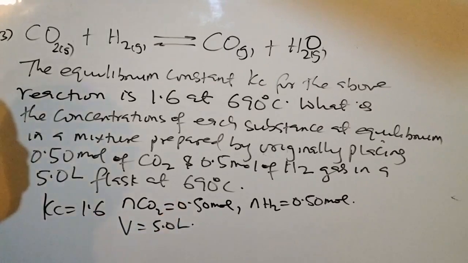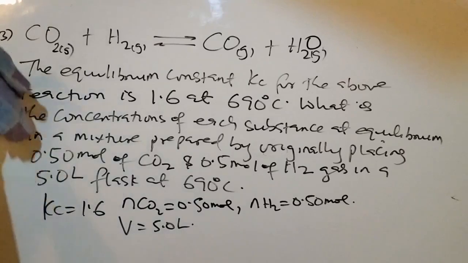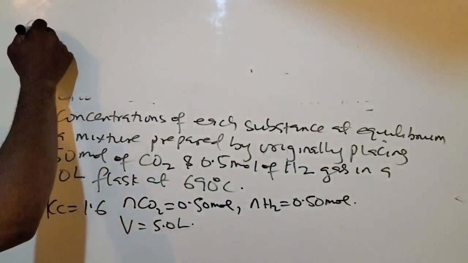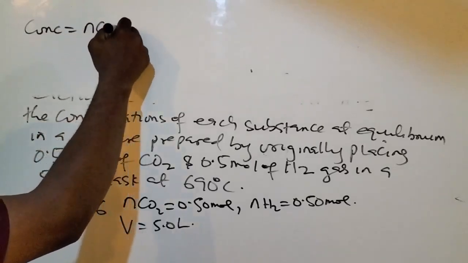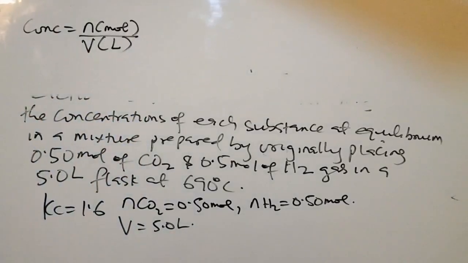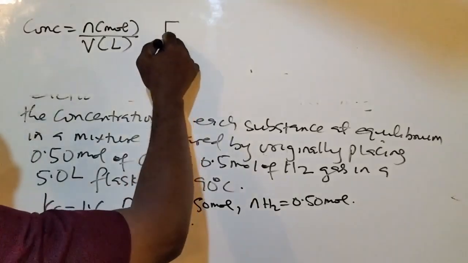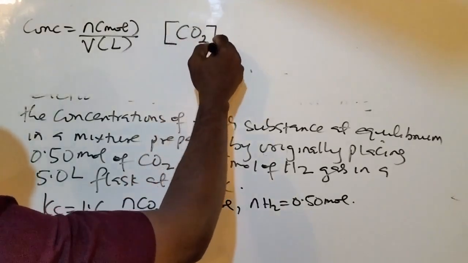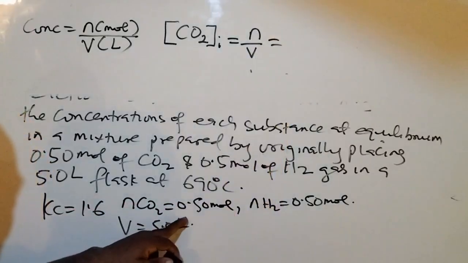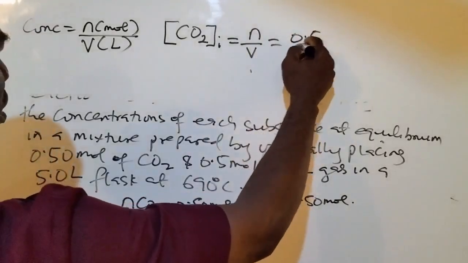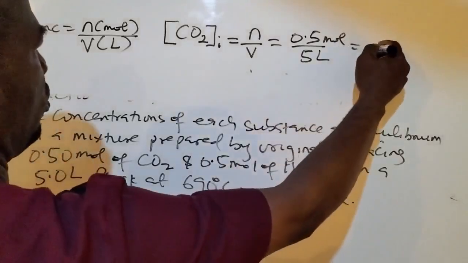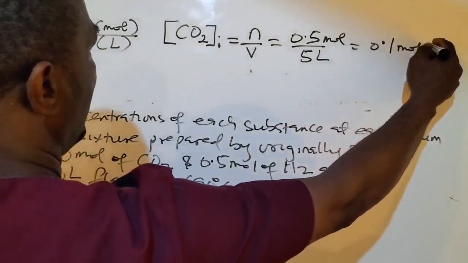Now, concentration, let me write it on the upper side. Concentration can be calculated with the formula concentration given by N in mole all over V in liters. So I'm going to find the initial concentration of CO2. The bracket means concentration of CO2, I means initial, using N over V. The number of moles of CO2 is 0.5. The volume of the container is 5 liters, given to you down there. That gives us 0.1 mole per liter.